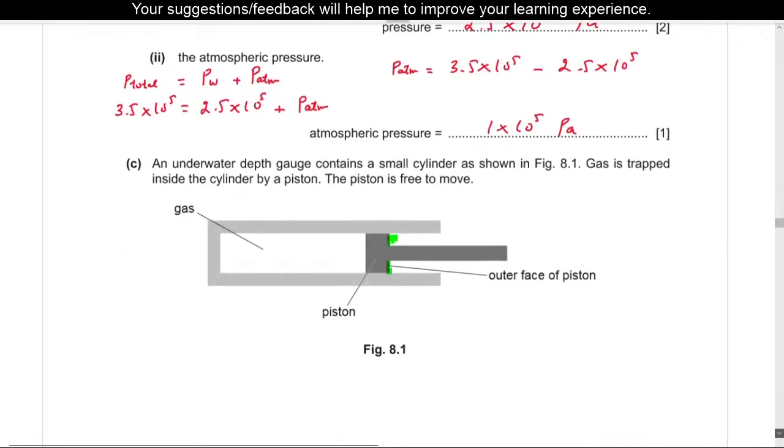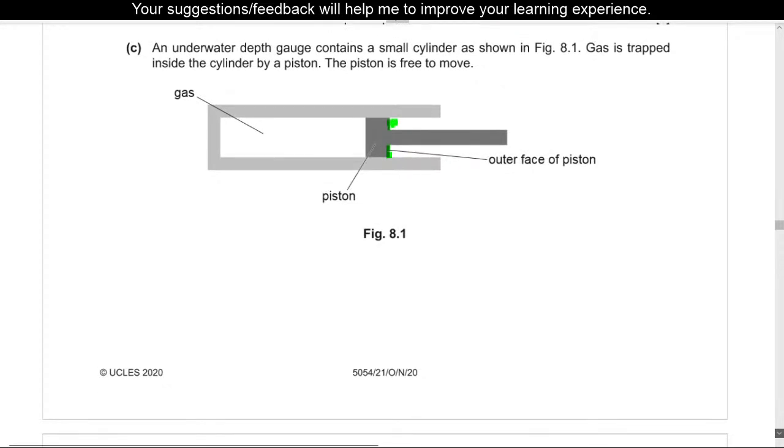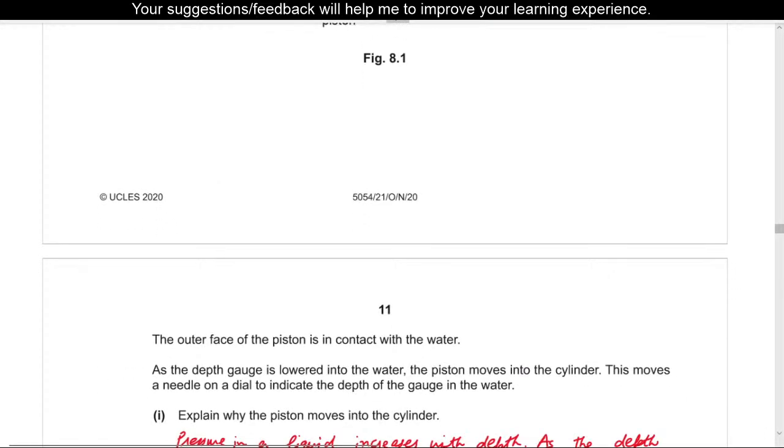Now in part C, an underwater depth gauge contains a small cylinder as shown in figure 8.1. Gas is trapped inside the cylinder by a piston. The piston is free to move. The outer face of the piston is in contact with the water. As the depth gauge is lowered into the water, the piston moves into the cylinder. This moves the needle on a dial to indicate the depth of the gauge in the water. Explain why the piston moves into the cylinder.